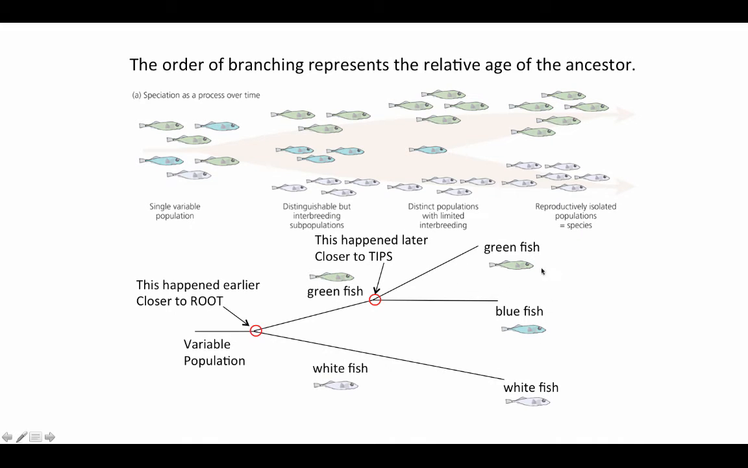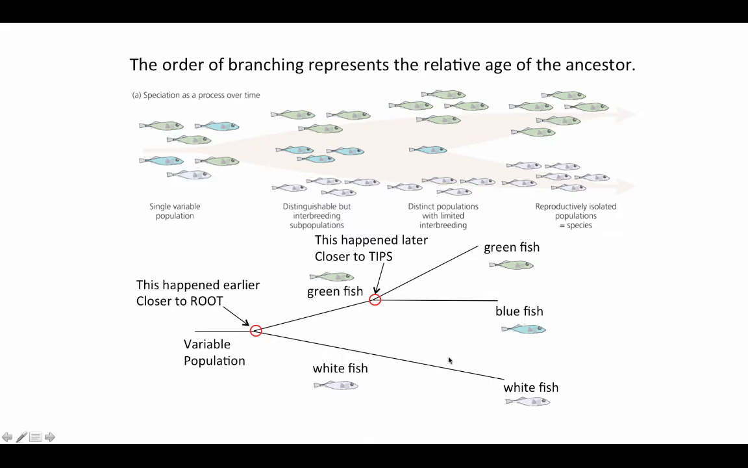Because greenfish and bluefish are related by the common ancestor that happened more recently, greenfish and bluefish are more closely related to each other than either of them is to whitefish. Greenfish and bluefish are both equally related to whitefish, and they're more closely related to each other than either of them is to whitefish.